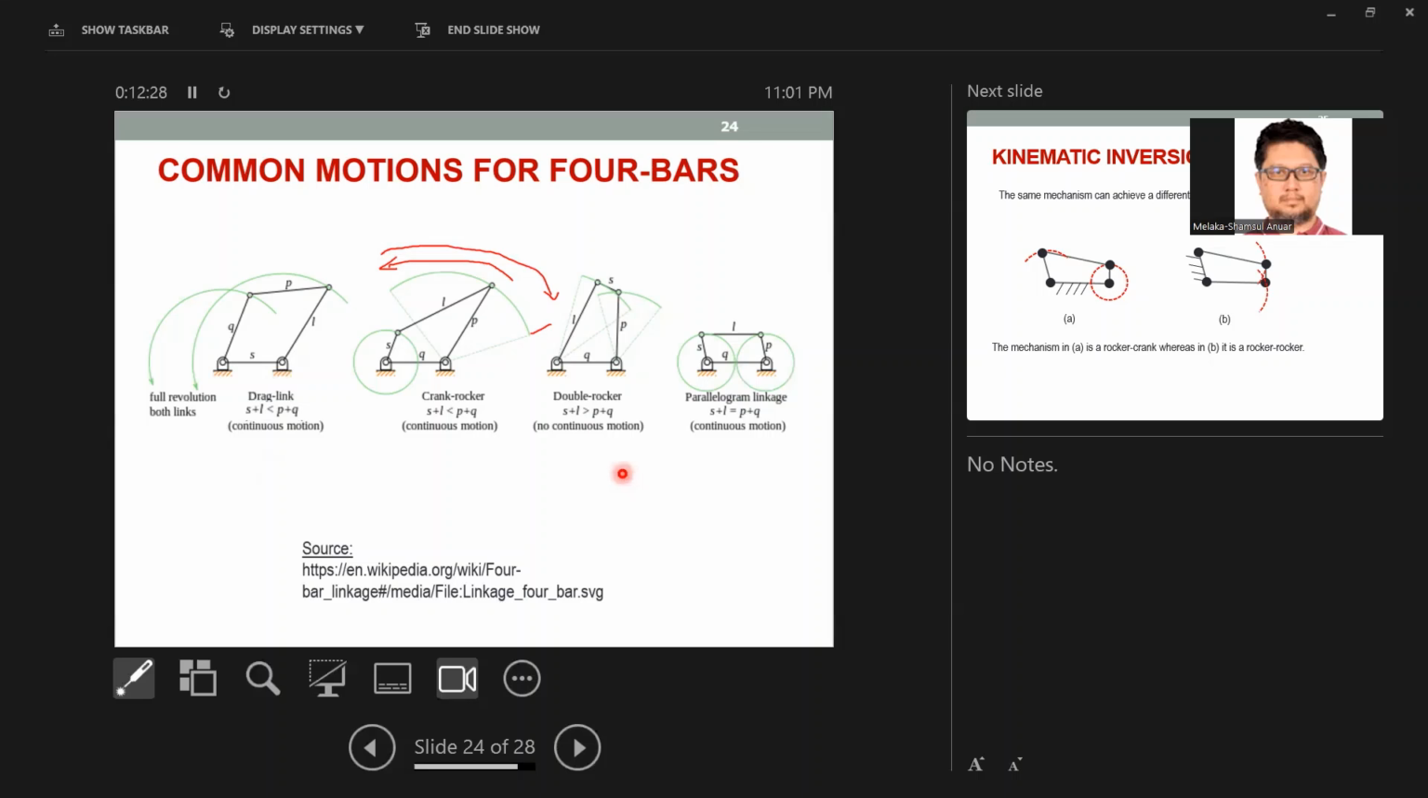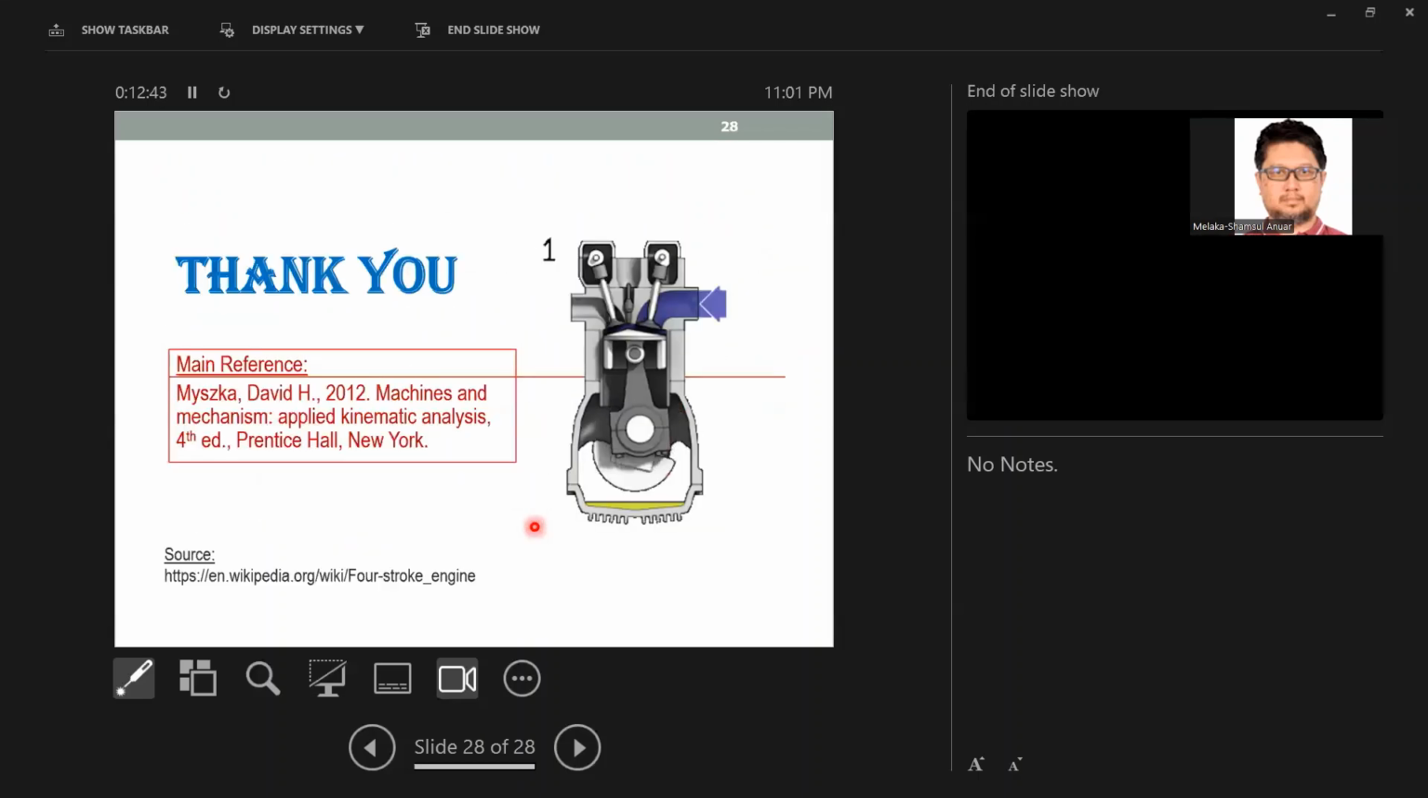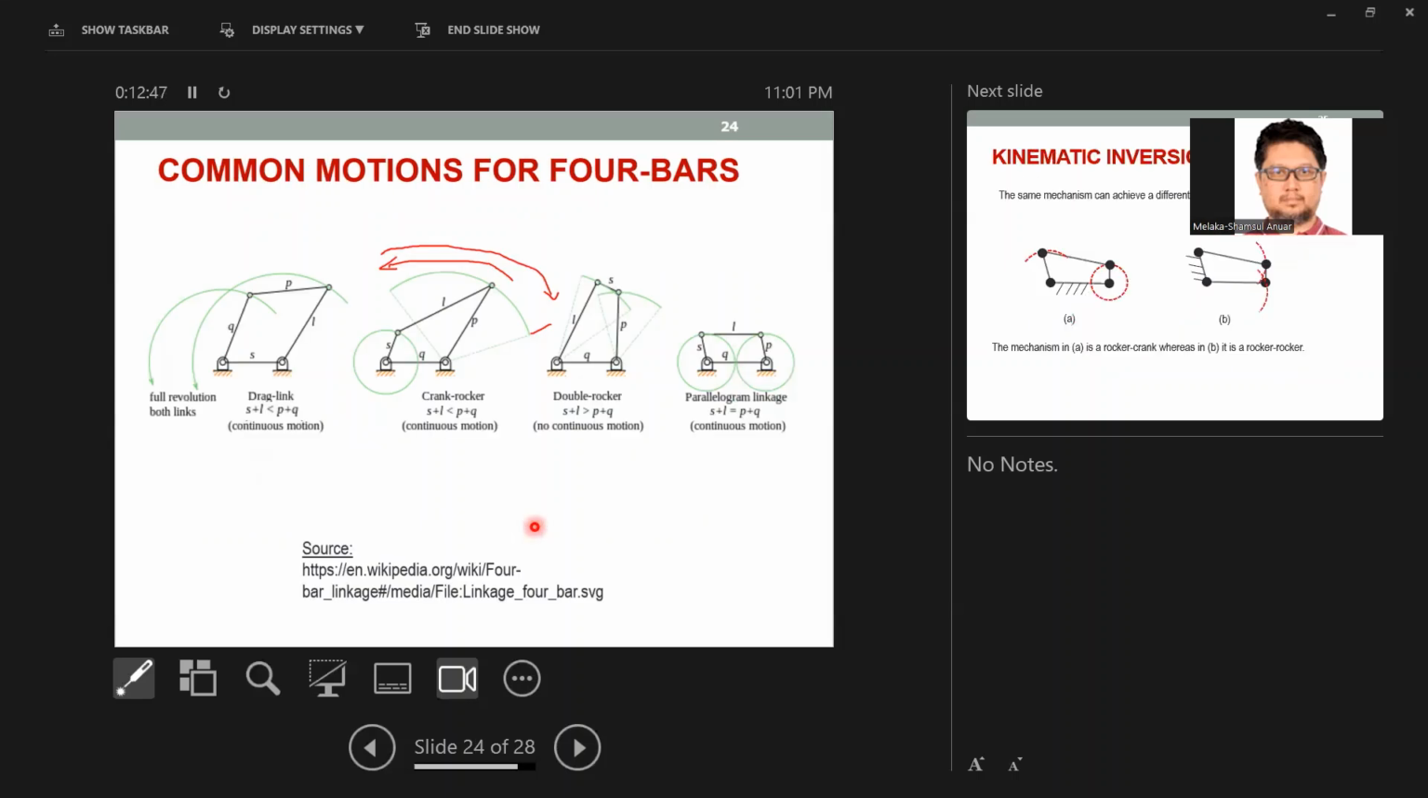And if I'm not mistaken, there's another situation not shown here, another slide I will show you, where this part is not L or P, but rather this part will be able to rotate continuously. That is the part that sometimes people miss. So in that situation, this equation will be S plus L less than P plus Q. But that situation will show that S will be the one that rotates continuously.